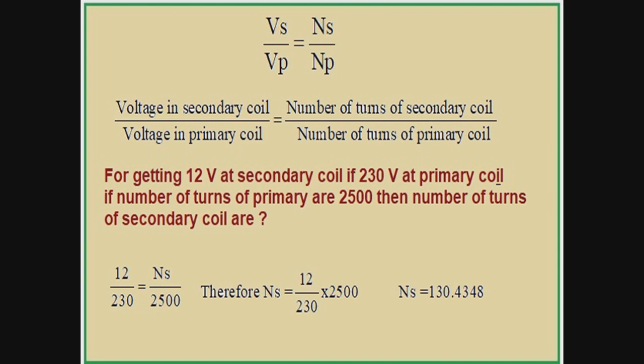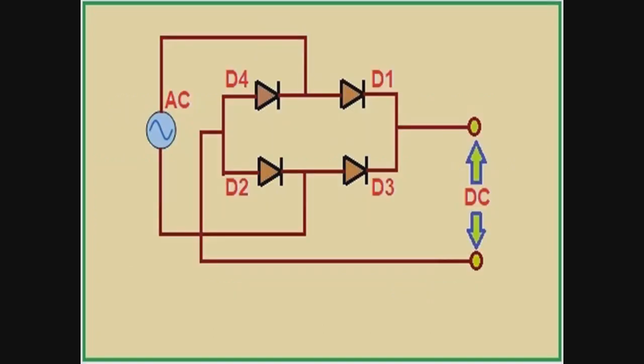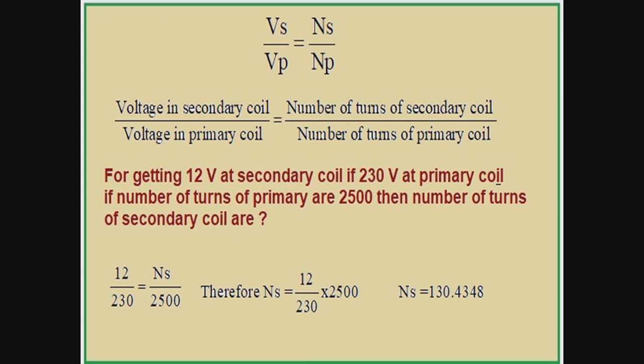For example, for getting 12 volt at the secondary coil, if 230 volt at the primary coil and the number of turns of the primary are 2500, what number of turns of the secondary coil will be there? After calculating, the number of turns of the secondary coil is 130.4348. So roughly you can take 130 turns or 131. Now we have seen the transformer.